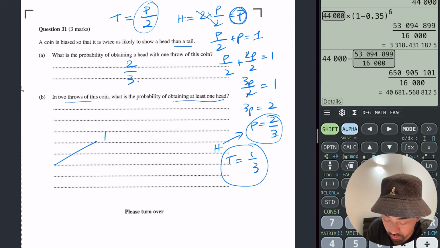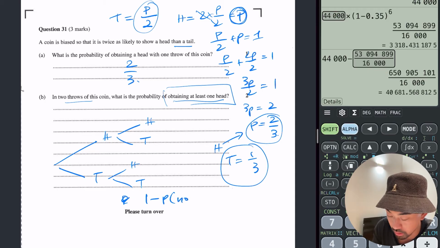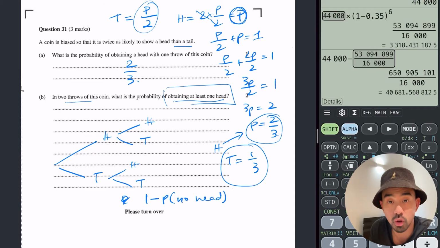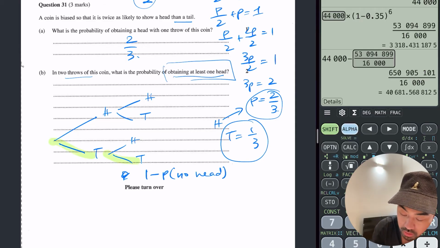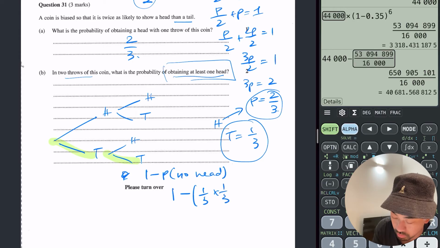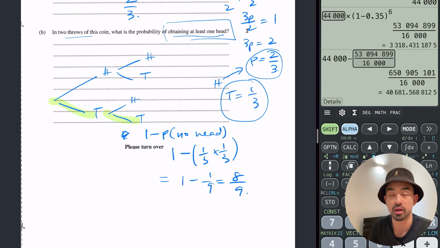Okay, so tree diagram quickly. So head, tails, head, tails, head, tails. Now remember, whenever it says at least one head, it's the same as saying 1 minus the probability of no head. So no head is obviously going to be tails, tails. So I'm looking for 1 minus the probability of tails times the probability of tails. So that is 1 minus 1 on 9. That's 8 on 9. All right, 32.